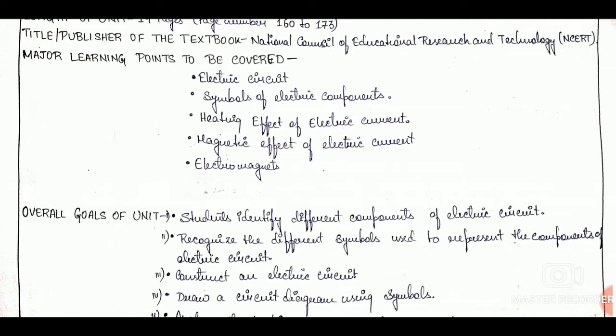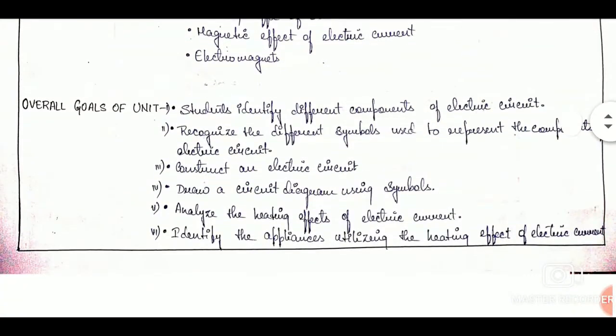Next is our major learning points to be covered. We know how to write learning points. Learning points are nothing but simple phrases or statements that highlight the major concepts that are covered in the particular unit. And then comes overall goals of the unit. In overall goals, we will write things that the students will be able to do once the unit is completed. For example, once the unit is complete, students identify different components of electric circuit.